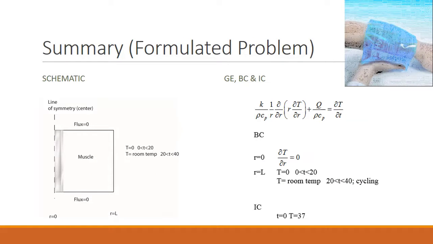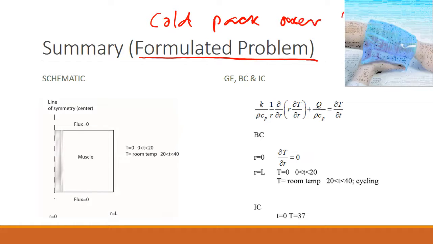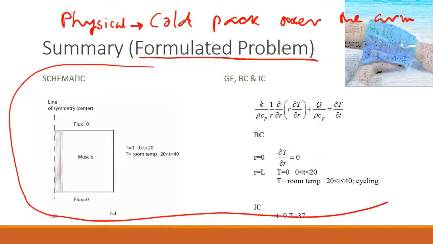So in summary then, we have a formulated problem. Remember, the physical problem was a cold pack over the arm. That was my physical problem. And this is my mathematical problem, all of these together. They have several parts: the schematic, where we decide the geometry, the governing equation, the boundary conditions, and the initial condition. So this is called problem formulation, going from physical to math.